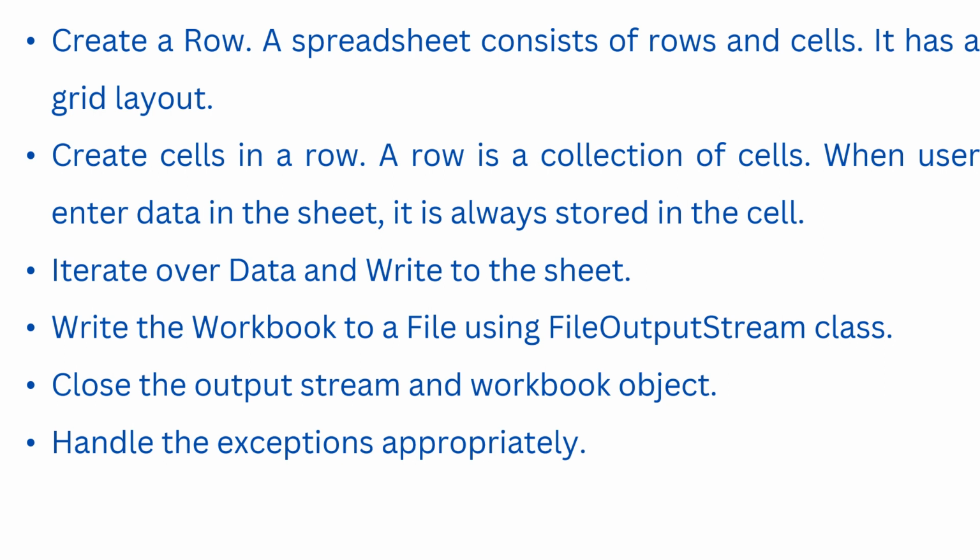After that you iterate over the data and write to the sheet, and within that you create a loop for rows and add the cells. Once it is updated to the sheet, you save that workbook into the Excel file. Then you need to call the File class and the FileOutputStream class. Once it is able to write to the Excel sheet, you can close the file output stream and workbook object. You can handle any kind of exception appropriately based on the exception type.